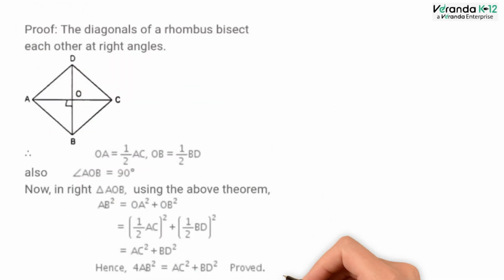Now, to find the solution, we know that the diagonals of a rhombus bisect each other at right angles. So, angle AOB is equal to 90 degree and OA is equal to half of diagonal AC, OB is equal to half of diagonal BD. Now, for the triangle AOB, by applying Pythagoras theorem, we will get AB square is equal to OA square plus OB square and upon solving, we will get 4AB square is equal to AC square plus BD square. So, the right option is option C, AC square plus BD square is equal to 4AB square.